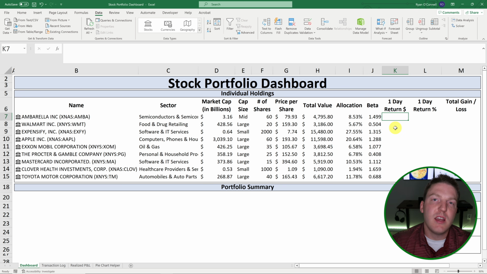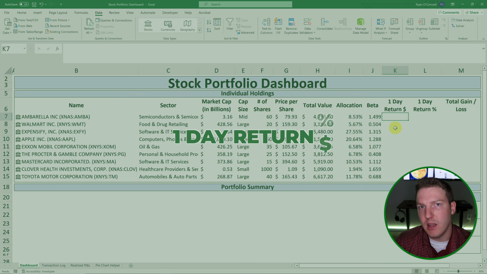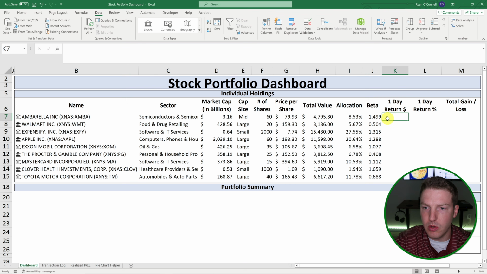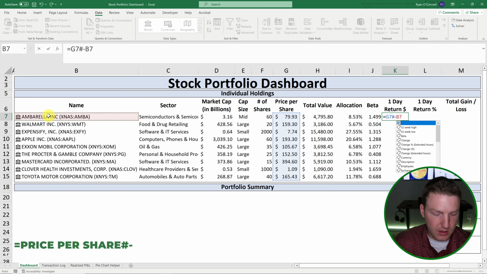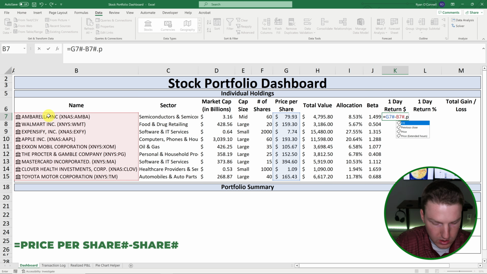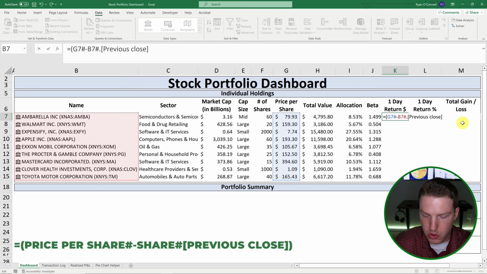Now we would like to see how much we've gained or lost today on each share in this portfolio on a dollar basis and a percentage return basis. So let's do the dollar return first. And this is quite simple. It's just going to be equal to the amount of each share's price right now subtracted by the amount that it started the day as. So we can select the name here, hit the pound sign, type previous close. And then this expression tells us the amount that we've gained dollar-wise on each share today.